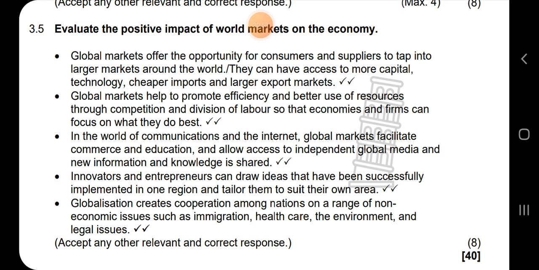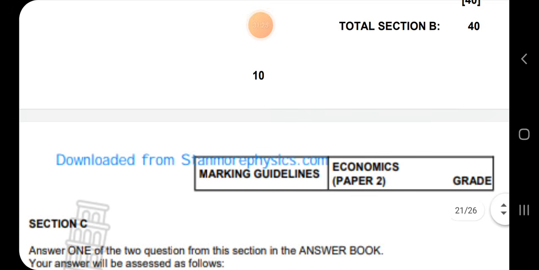So 3.5 says evaluate the positive impact of world markets on the economy. The world markets, the globe, international. How does it impact the economy? Number 1 says global markets offer the opportunity for consumers and suppliers to tap into large markets around the world. When they are selling to other countries, they are tapping into larger markets. They can have access to more capital, technology, cheaper imports, and large exports market. And any other relevant answer will be accepted.